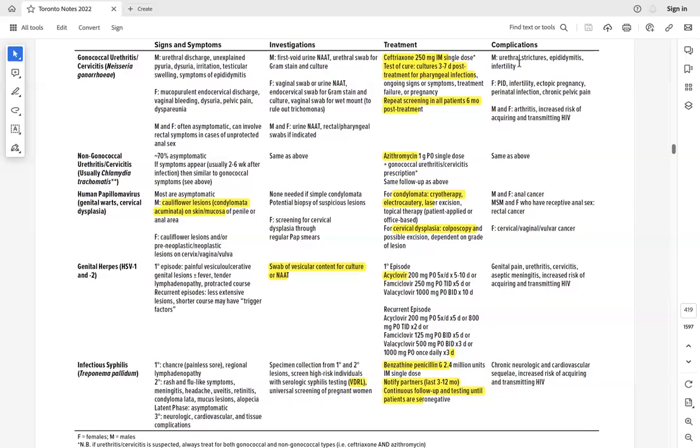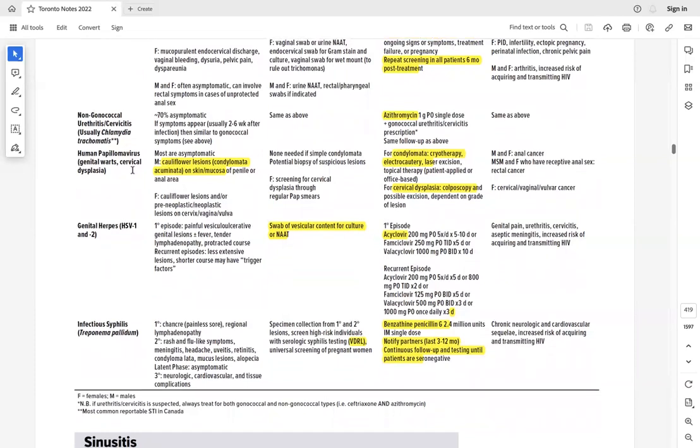And what are the complications? Complications are urethral strictures, epididymitis, infertility in males, and in females it is PID, infertility, ectopic pregnancy, perinatal infection, chronic pelvic pain. So if a female patient had gonococcal or chlamydia, any STI, and now she is coming to you with lower pelvic pain with fever, it is most probably PID. The infection has spread and moved up to the upper part of the genital tract. So it is most probably PID, pelvic inflammatory disease.